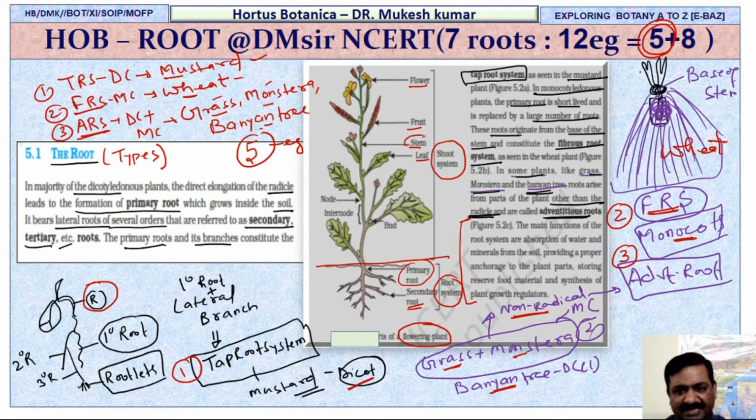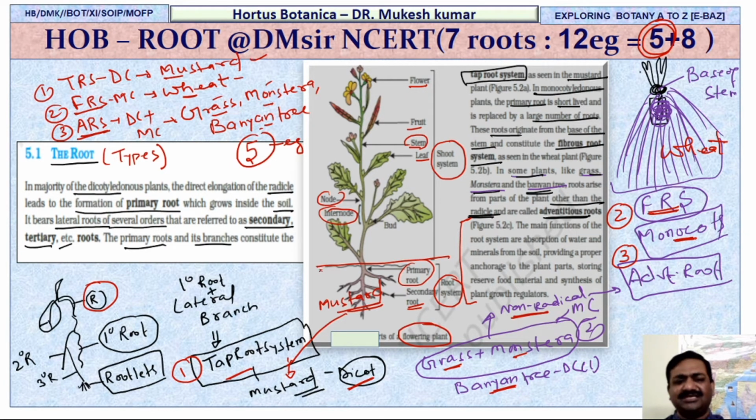This stem is being characterized by the presence of nodes, as well as the distance between two nodes is called internodes. So this is a very good example of mustard. This is a mustard plant. What we have studied, see, this is mustard, what we talk in taproot system. So this is a very good example diagram given in our NCERT, right?